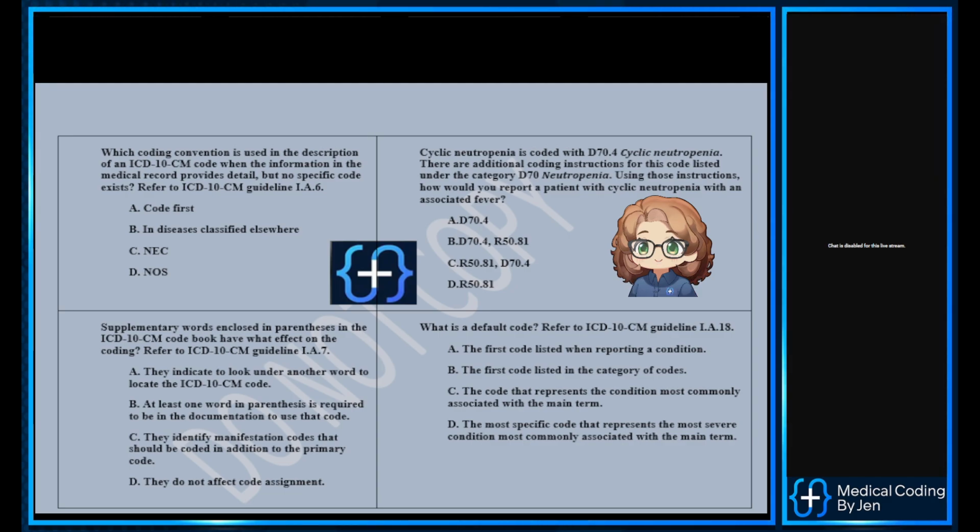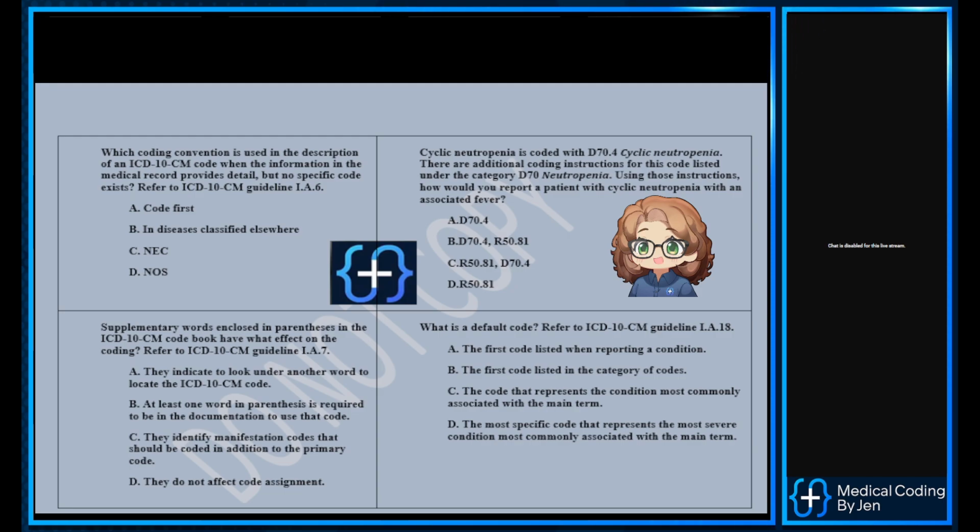Question 4. What is a default code? Refer to ICD-10-CM guideline I.A.18.a. A. The first code listed when reporting a condition. B. The first code listed in the category of codes. C. The code that represents the condition most commonly associated with the main term. D. The most specific code that represents the most severe condition most commonly associated with the main term. Answer. The correct answer is C.